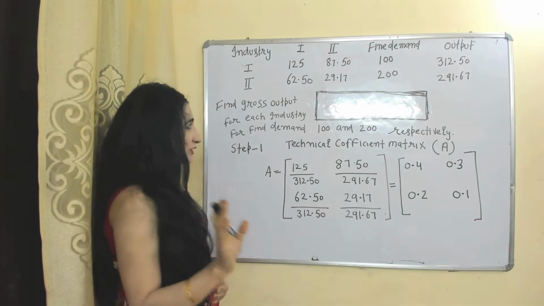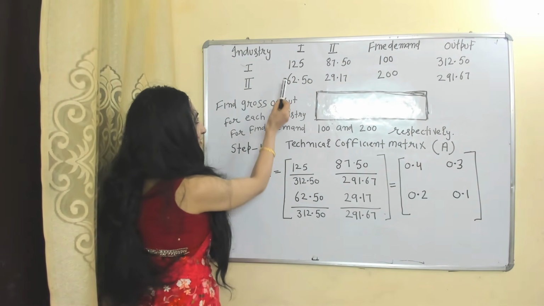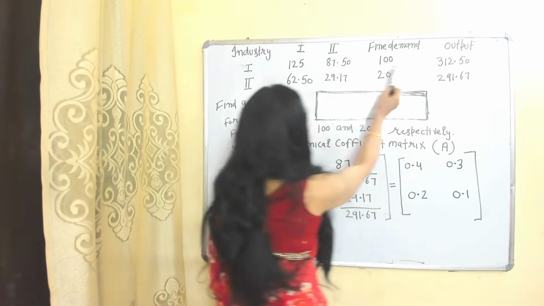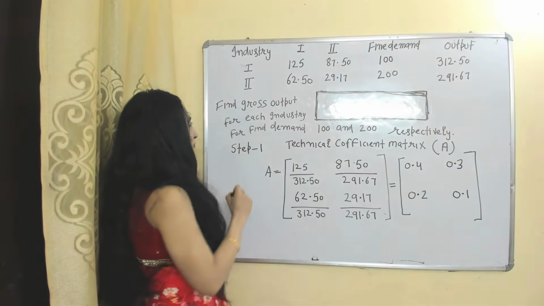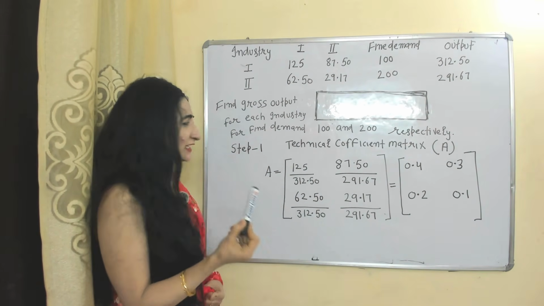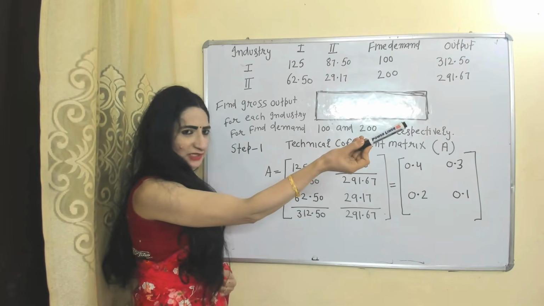Now we will solve one question. We have two industries, industry 1 and industry 2. This side, the rows represent output and the columns represent input. We have to find out the gross output for each industry for the final demand 100 and 200 respectively.